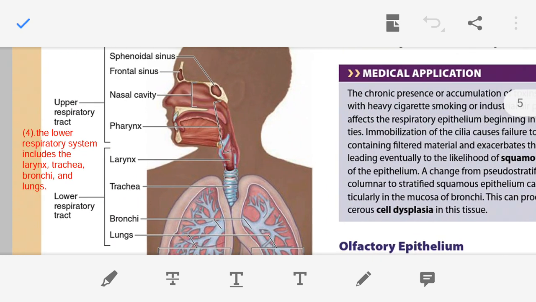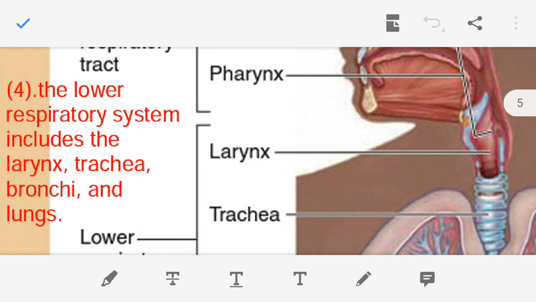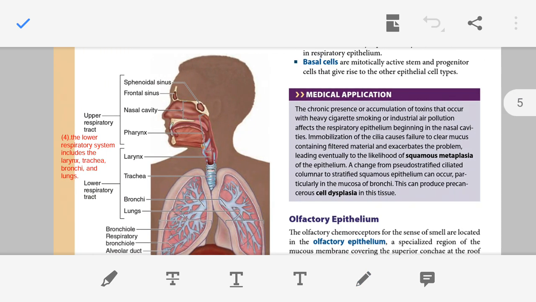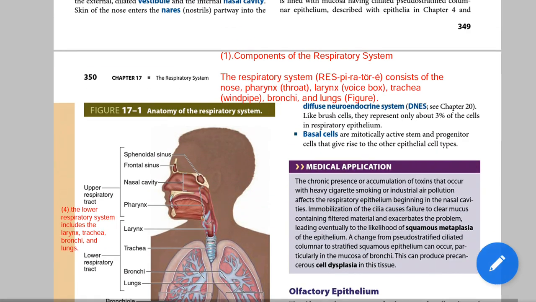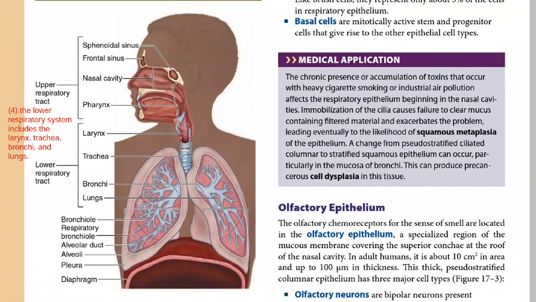Now moving on to the fourth point of our discussion, the lower respiratory system. In the lower respiratory system, this is the larynx, then the trachea or windpipe, then the bronchi, the branches of the trachea that enter into the lungs. Once again, larynx, trachea, bronchi and lungs are included in the lower respiratory system. The title of this figure is anatomy of the respiratory system. Go through this figure and try to remember all the parts and names.